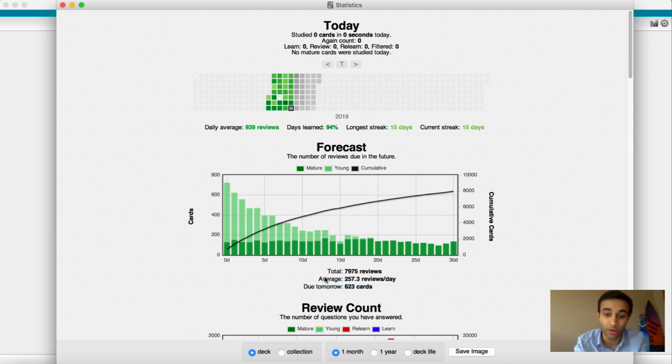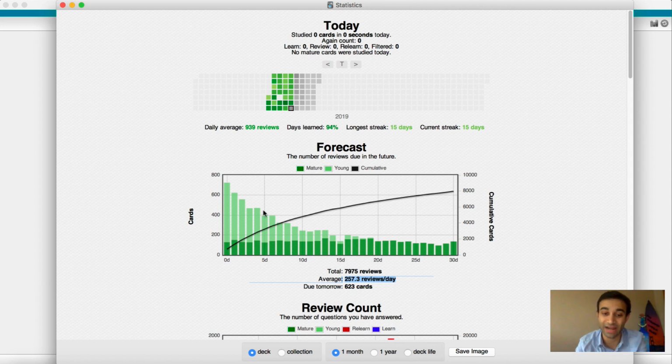So that's that. The total is basically saying if you add up all the cards that I have to do, and notice that this is kind of a decreasing curve. If you add everything up from day zero, which is today, to 30 days in the future, I'll have about 7,975 reviews. Then you divide that by the number of days, which is about 30, and you'll get that on average it's about 257.3 reviews per day that you'd have to do. And that's what those numbers mean.